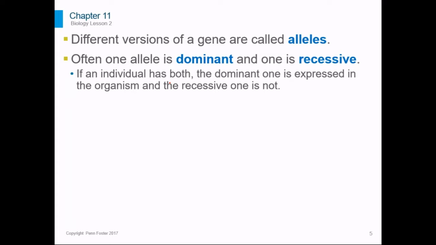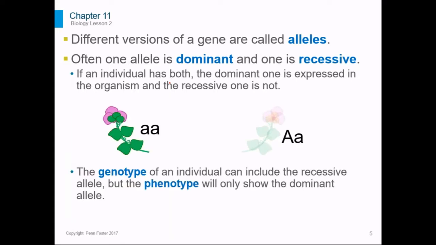The genotype of an individual can include the recessive allele, but the phenotype will only show the dominant allele, not the recessive one. For example, we talked about in the previous sections, the allele for yellow seeds is dominant over the allele for green seeds. So if a plant's genotype has two alleles for green seeds, then the seeds will be green. It can't be anything else.